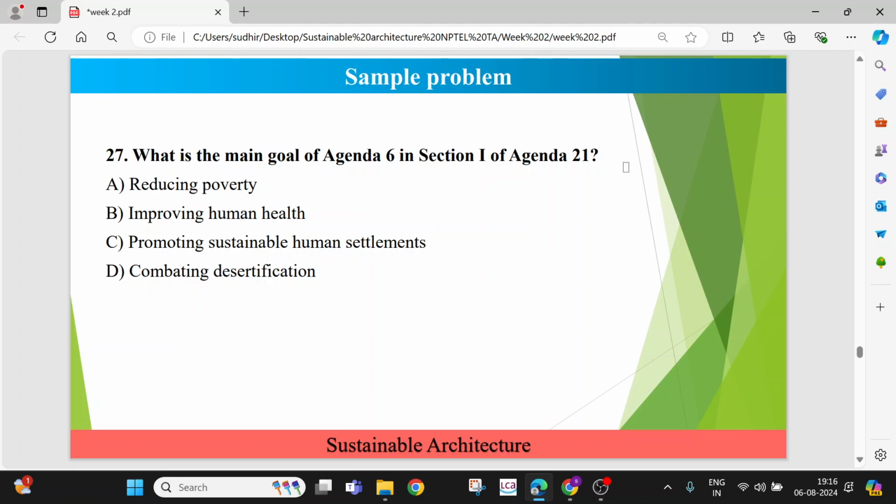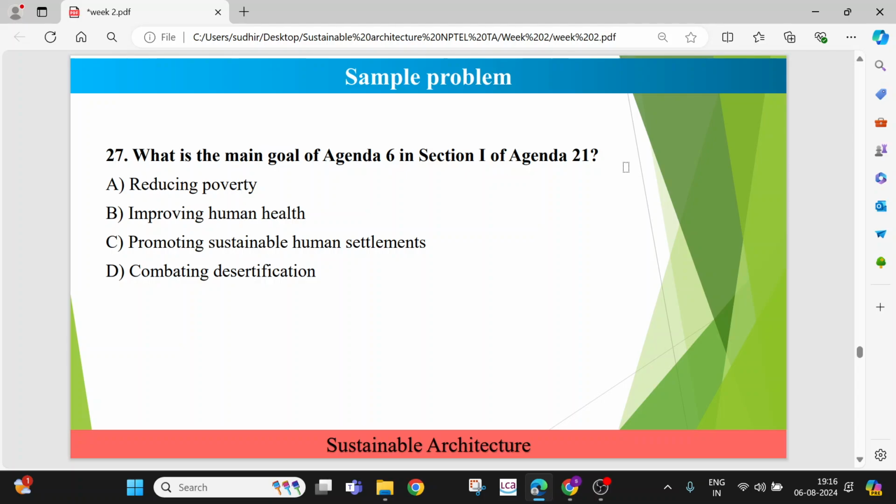What about others? So I received 4 answers out of 15. Vansika is also agreeing with option C. So option C is the right answer for this question. That is the main goal of Agenda 6 in section 1 of Agenda 21: to promote sustainable human settlements.